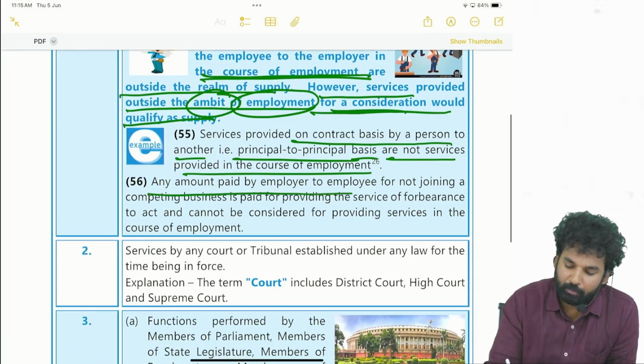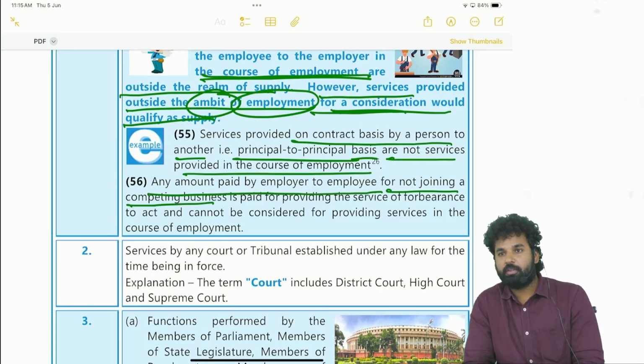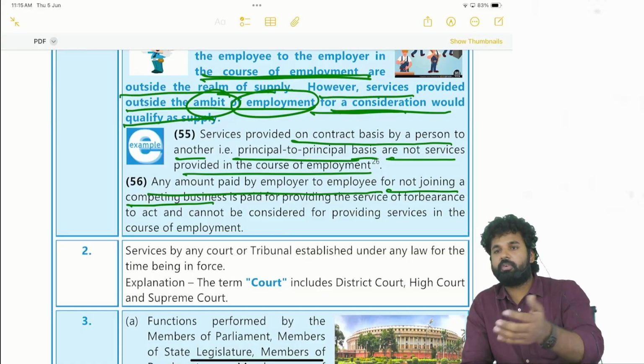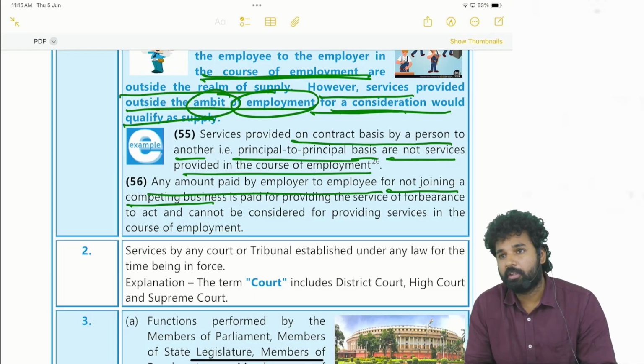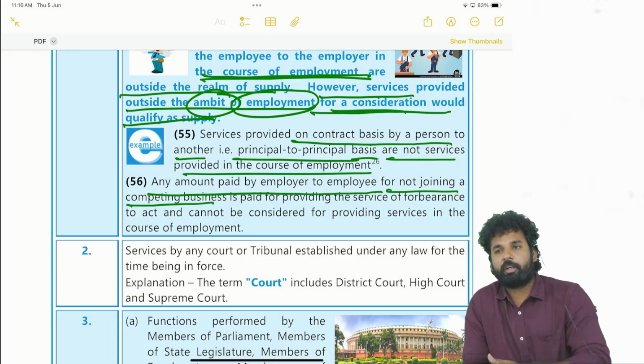Any amount paid by the employer to the employee for not joining a competing business. See, in non-compete business, we have taken an example. Non-compete fees, forbearance to act. Okay, so that is not a compensation from the employer to the employee during the course of employment. After relieving from the employment, he has been offered such an amount. So that will be treated as a supply there. So on that compensation amount, on that non-compete fees, GST will be attracted.